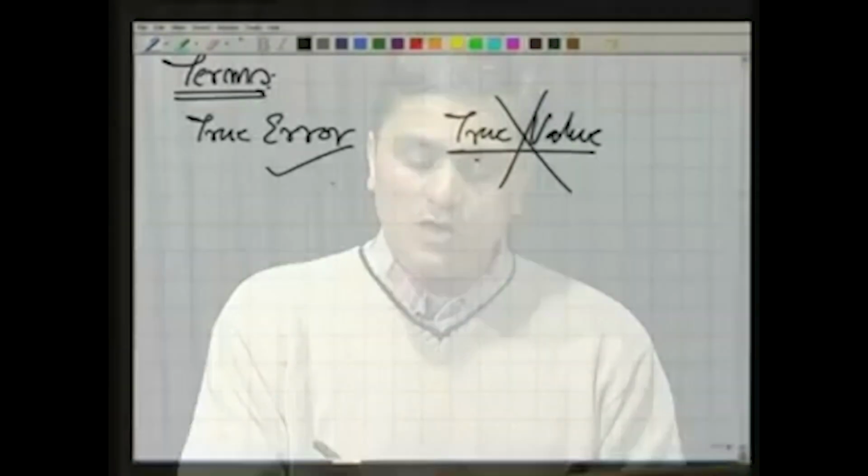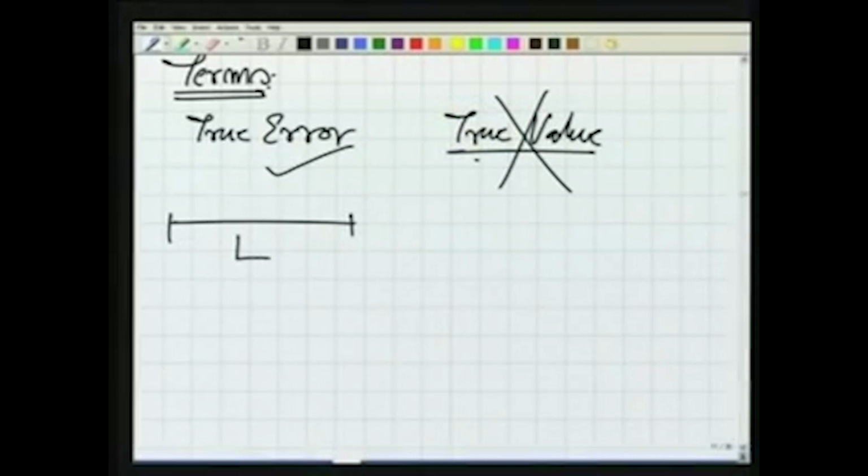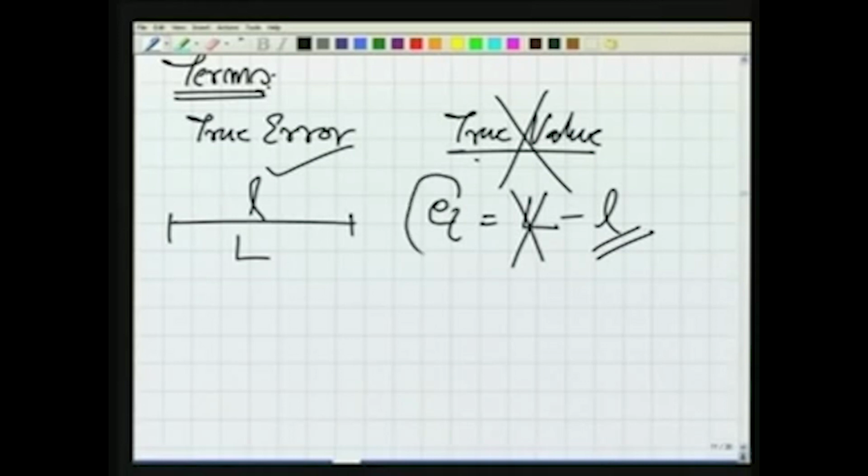Because the true error, for example, let us say there is a length, its true value is capital L, what I observe is small l. So, if I write error as E, the true error will be L minus l. But I do not know L. If I do not know L, just by using the observation, I can't find the true error.